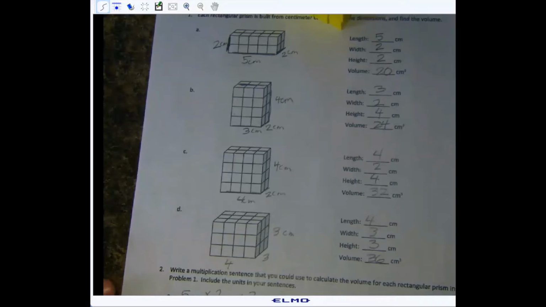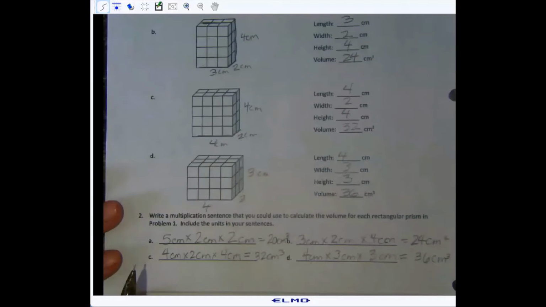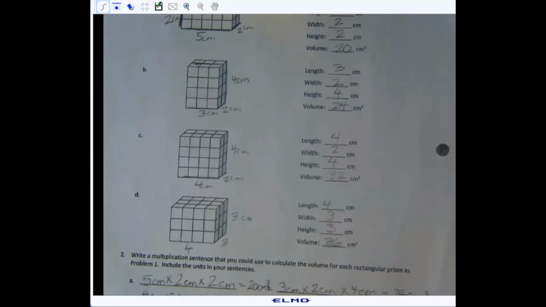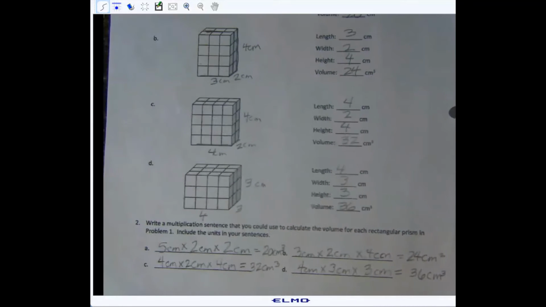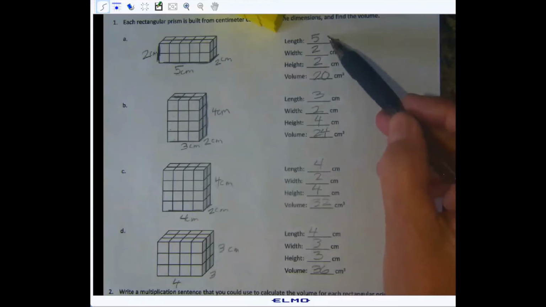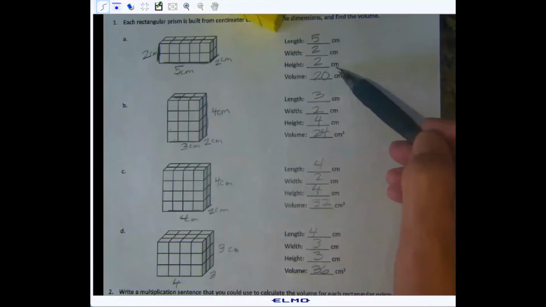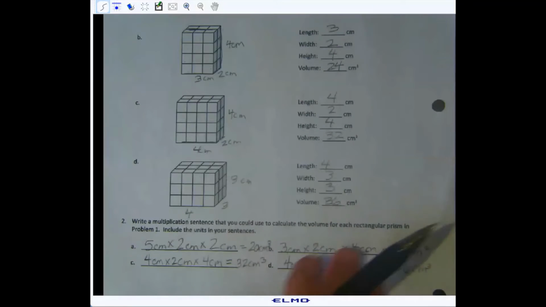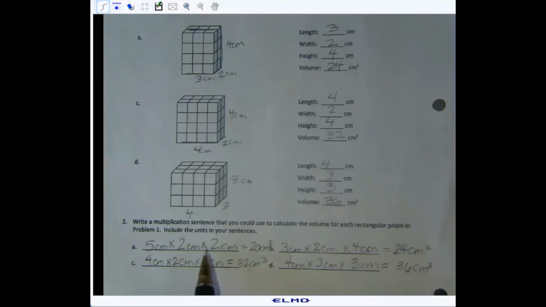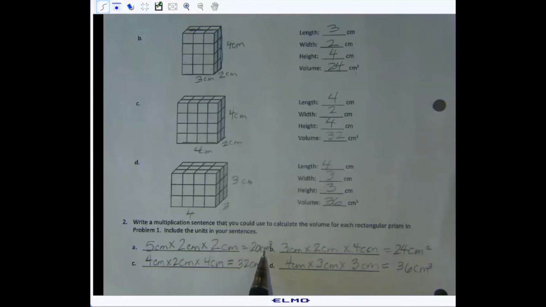Now, we're going to take the time to write out our multiplication sentences that we were doing in our head for all of these. Let me see if I can get the whole thing on the screen. I can't. Okay. So the first one was 5 centimeters long, 2 centimeters wide, 2 centimeters high. So look how I wrote my multiplication sentence. 5 centimeters times 2 centimeters times 2 centimeters. And that equals 20 cubic centimeters.